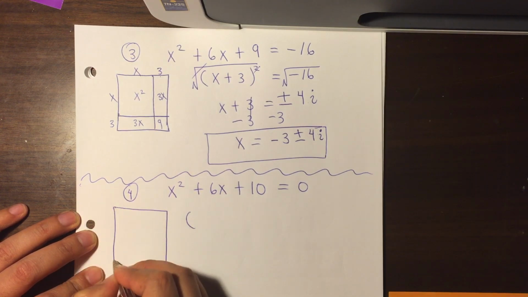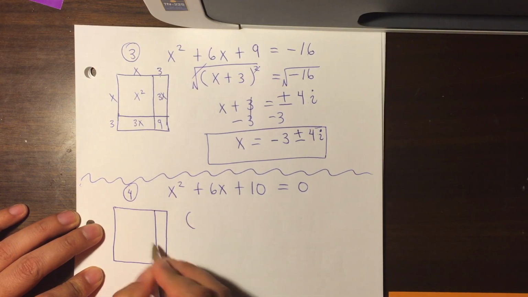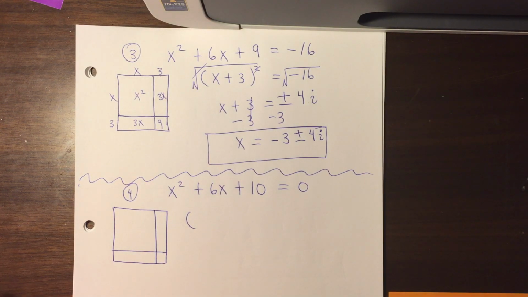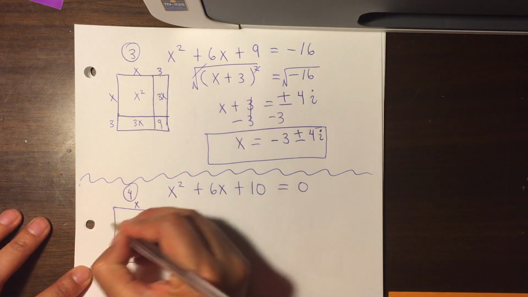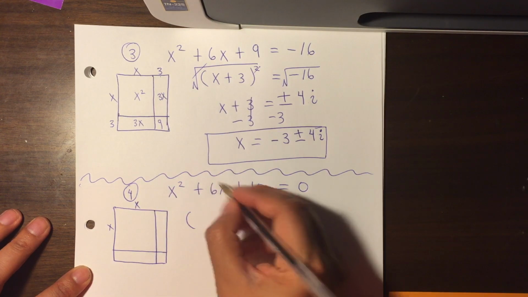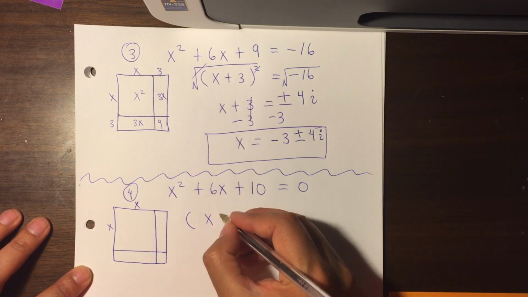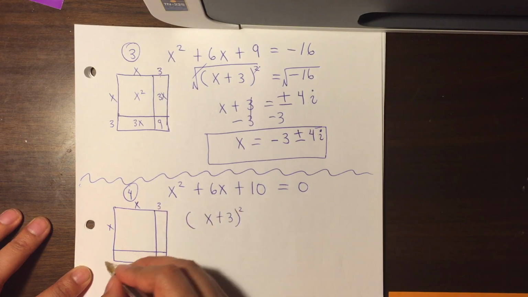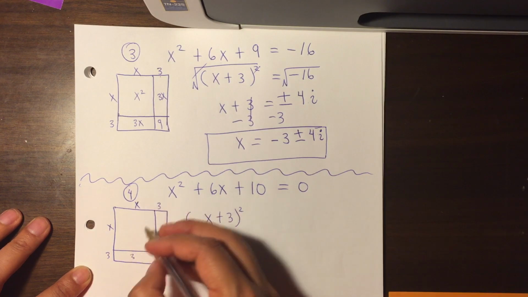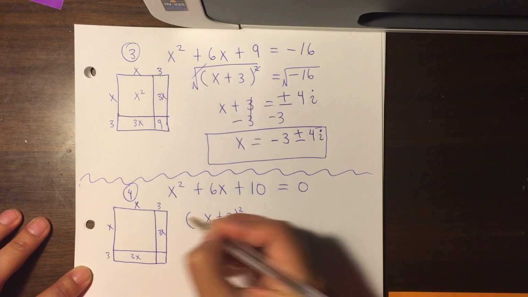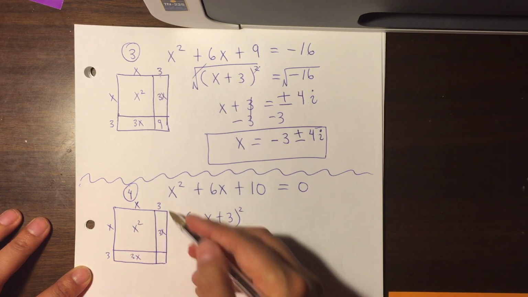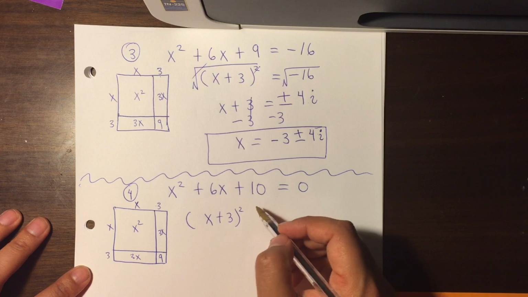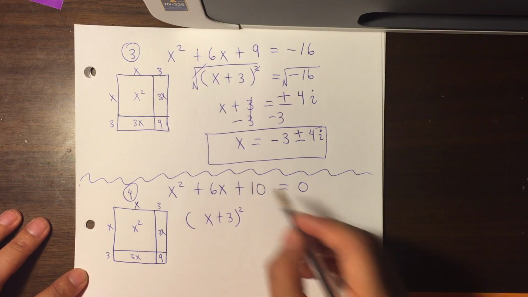I didn't use this model in class, so I hope it doesn't get you confused. Again, this will be x times x is x squared. Half of this will be plus 3, and we square it. So the 3 and the 3 will go here. That makes 3 times x is 3x, and 3 times x is 3x. And this is the x squared. So in here, 3 times 3 will be 9. Oh, but I don't have 9. I have 10 in here. So what do I do with that 10?